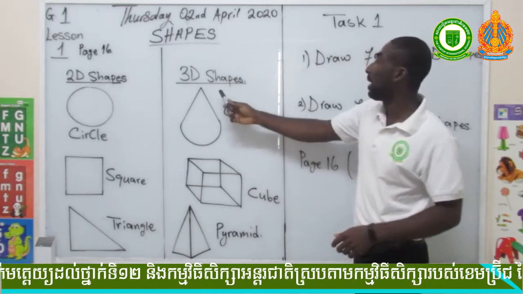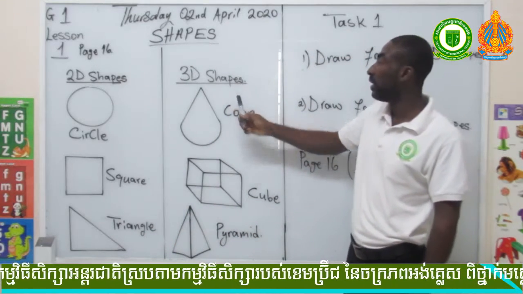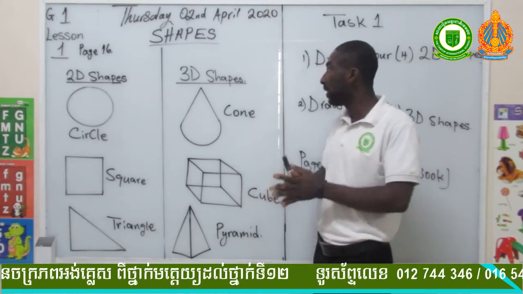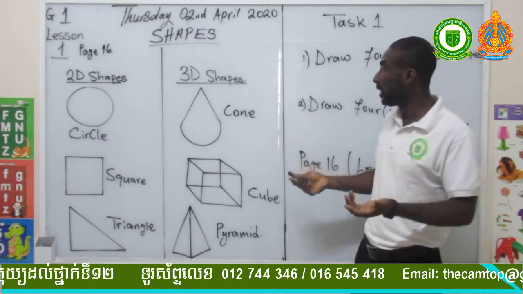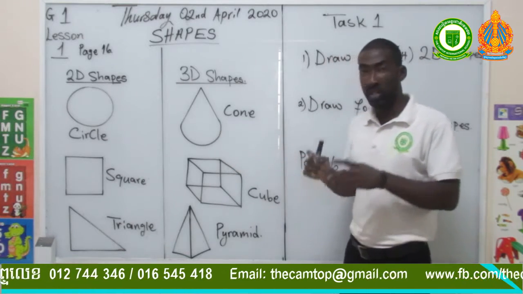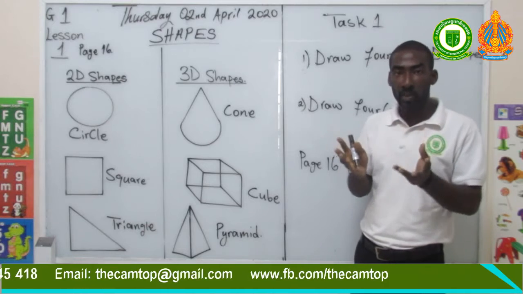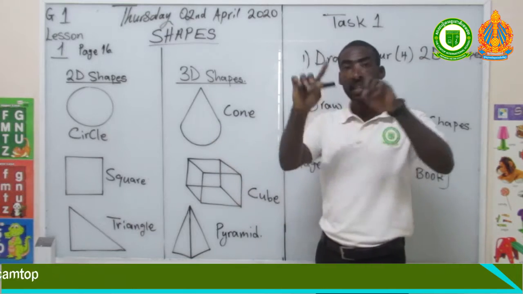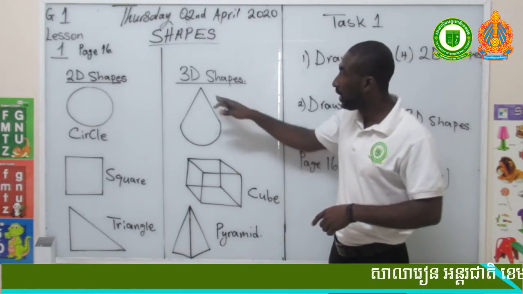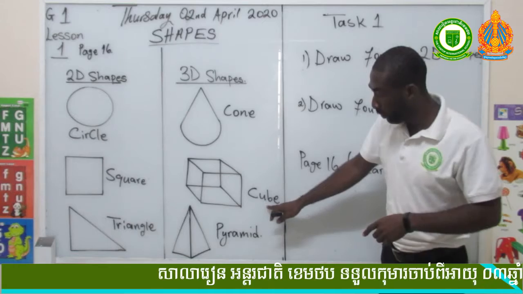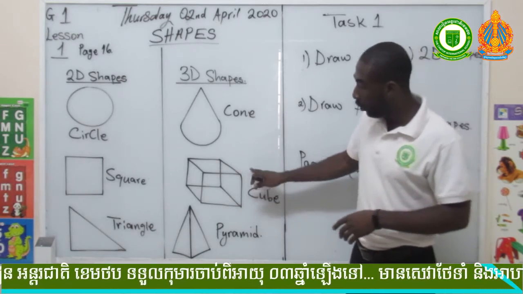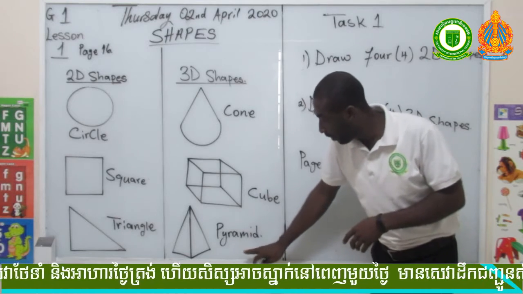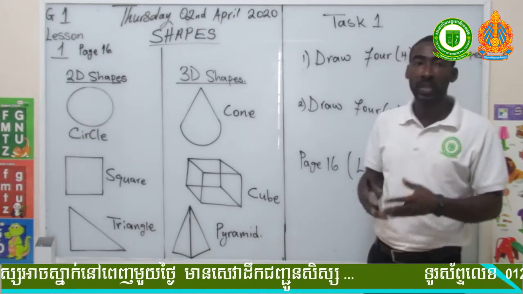Okay, so now let's look at 3D. 3D means 3 dimensions. So we have a cone. You can take the shape of your usual ice cream that you eat. It looks like a cone. So a cone is a 3D shape. A cube is also a 3D shape. We have pyramid. Okay? Pyramid is also a 3D shape.